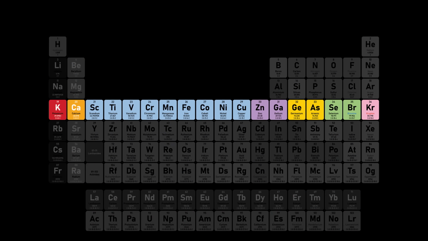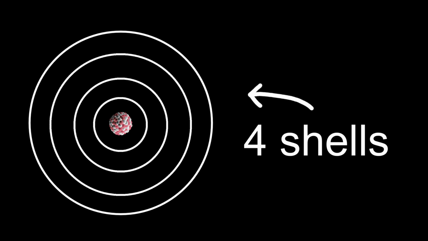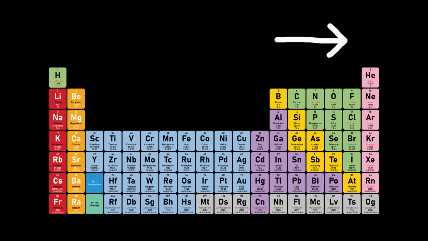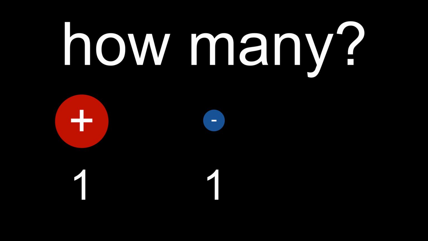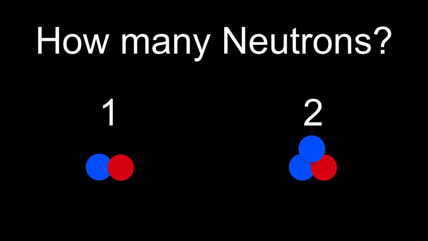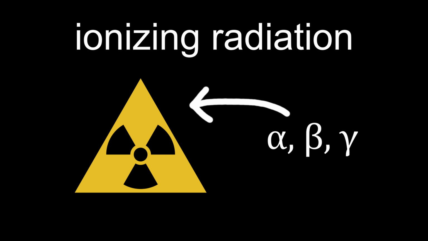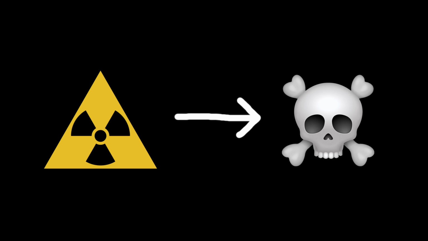All elements in the same row, or period, have the same number of shells. This number increases from top to bottom. Also, the mass gets bigger from left to right, as each element gains a proton, an electron, and some neutrons. Depending on the number of neutrons in the core, you get different isotopes of the same element, most of which are pretty unstable and fall apart, releasing ionizing radiation. Fun fact, that stuff will kill you.